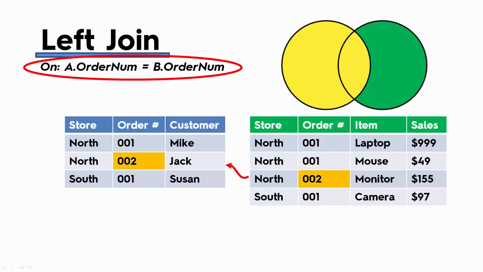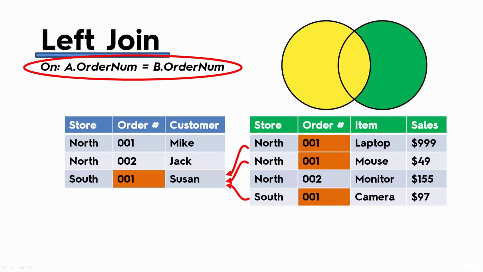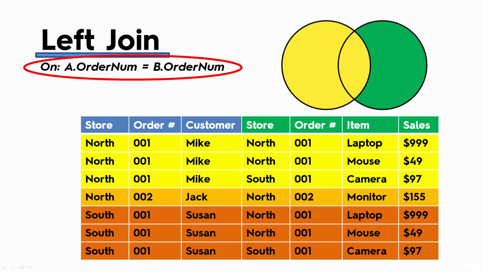So now order number 2 from the Northern store will be matched to order number 2. That's because there's only one order number 2 in both of those tables. And then order number 1 from the Southern store will actually be matched to 3 rows in the second table, which are order number 1, from the Northern store, then the second item from order number 1 in the Northern store, and finally the only item from order number 1 in the Southern store. So in total, the resultant table will look like this. We will have 3 rows for North order number 1, 1 row for North order number 2, and 3 rows for South order number 1.